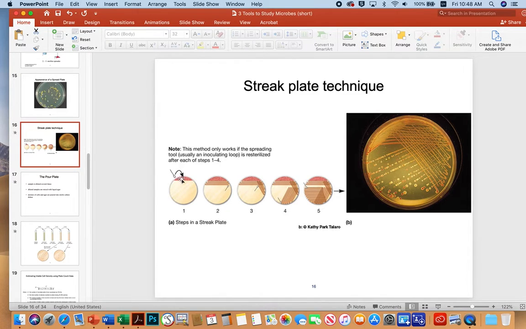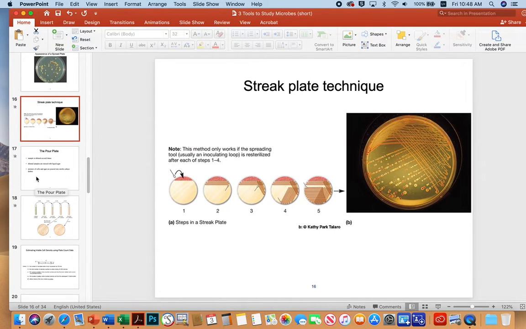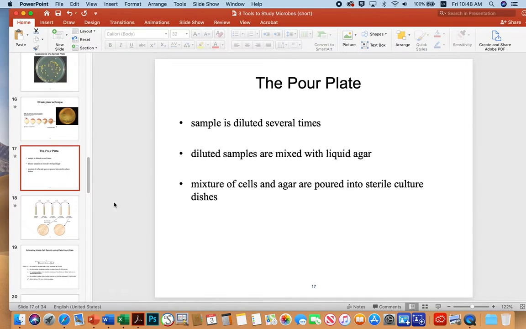making a smudge on the edge of a plate, flaming the loop again and cooling it, and then dragging microbes out, and then repeating that process of flaming, cooling, and dragging the microbes away from the original inoculation point. So ultimately, you get some isolated colonies. But again, this is not useful for quantifying the original concentration of cells in a culture, as opposed to the pour plate and spread plate, which are.